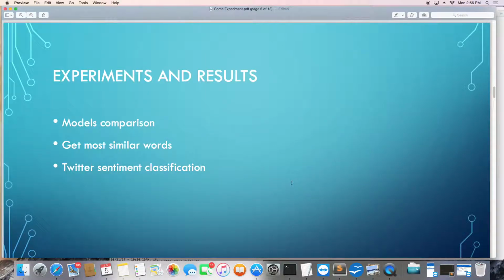My experiment and the results. Here I have done three experiments with word embedding with the three models we have talked about. The first one is models comparison. The next one is get most similar words. The third one is Twitter sentiment classification.